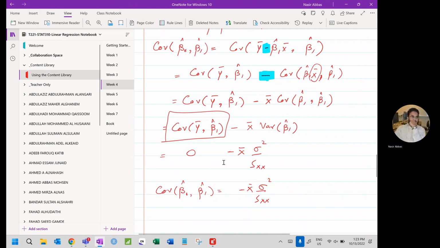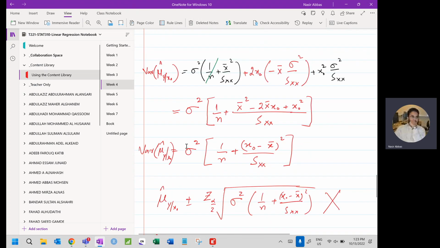Why? Yes. The minus first virus. Yeah, covariance of y bar with beta 1 hat. Again, you need to prove it. Where is it?